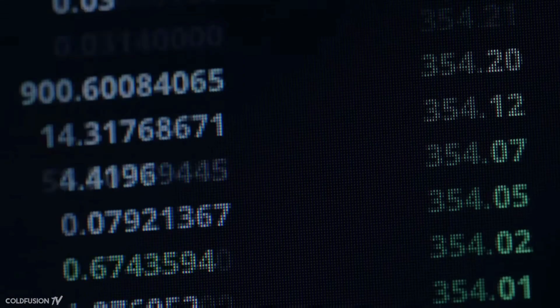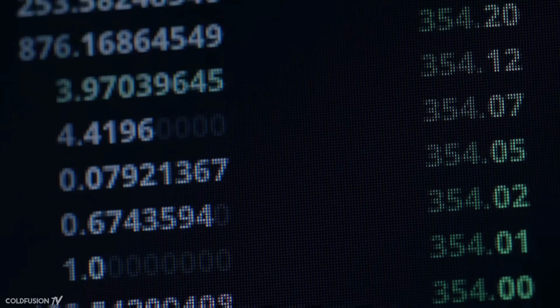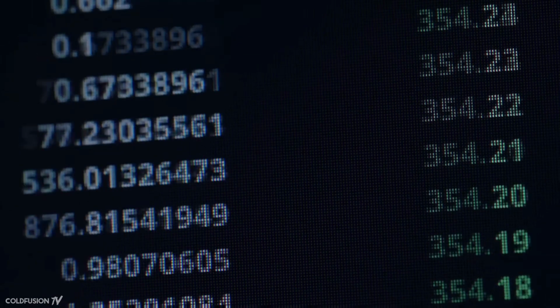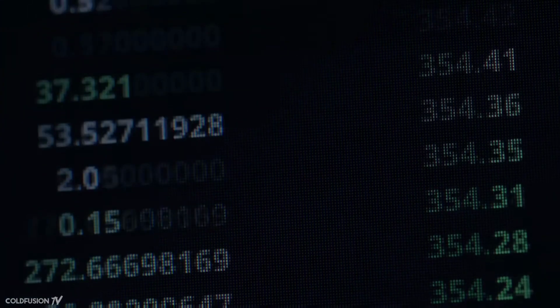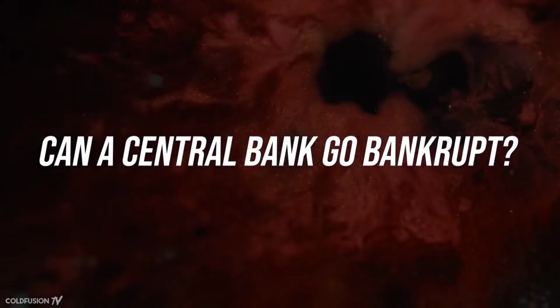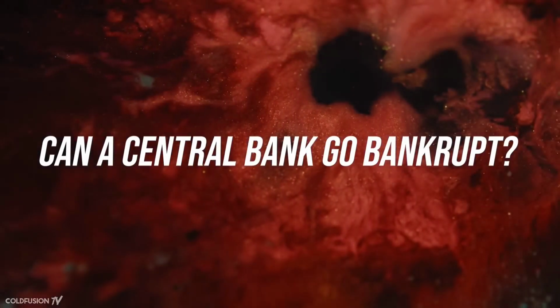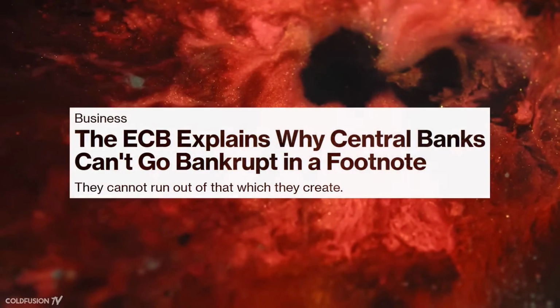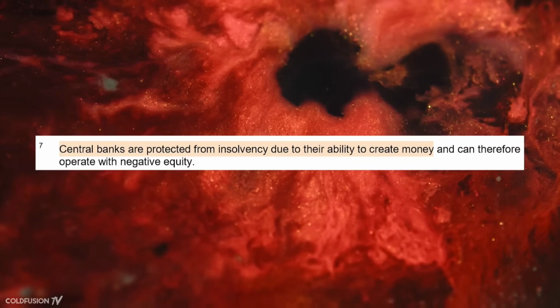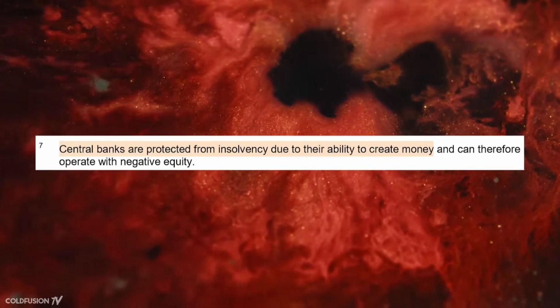So what is a bond? For the purposes of this video, it's basically the same as debt but is issued by a government or corporation. Central banks, which have no savings, can create money to buy these bonds. So here's an important question. Can a central bank go bankrupt? Well, according to the European Central Bank, which published a paper in 2016, central banks are protected from insolvency due to their ability to create more money.